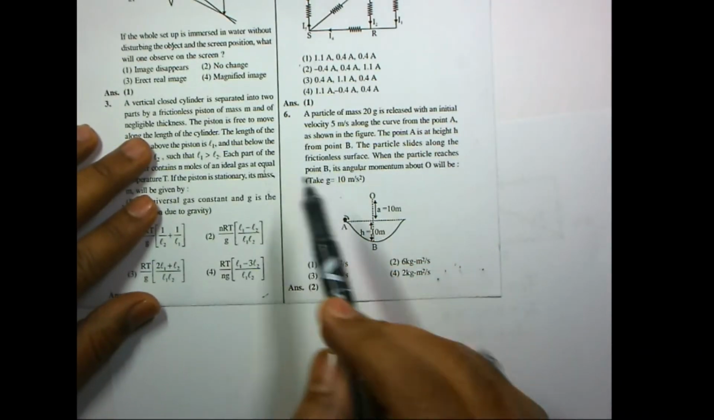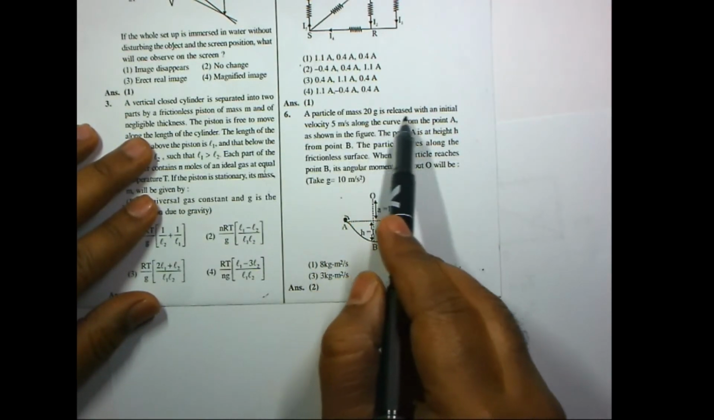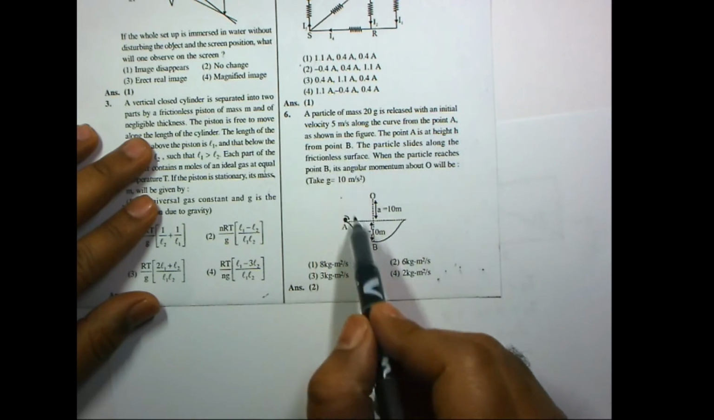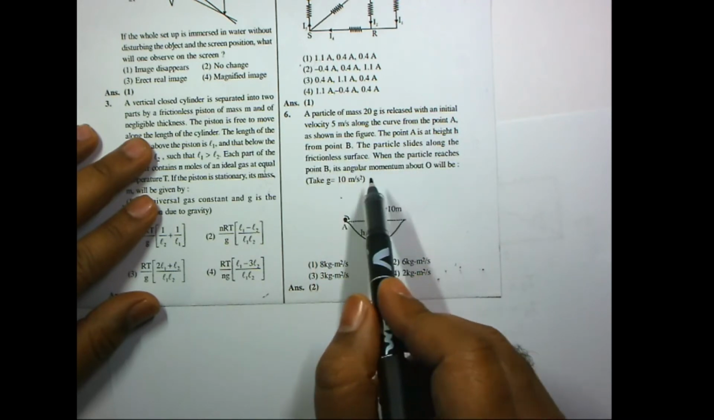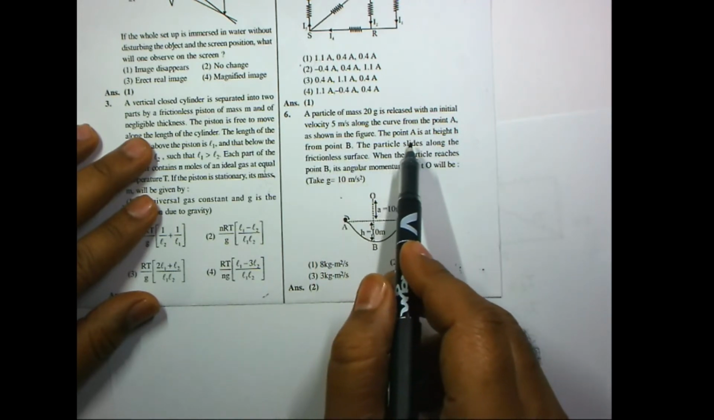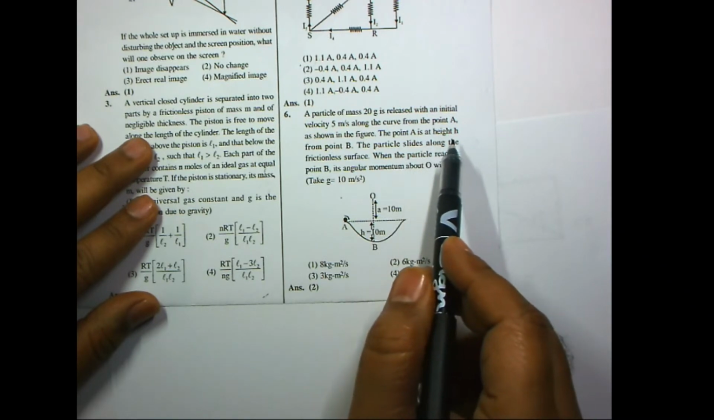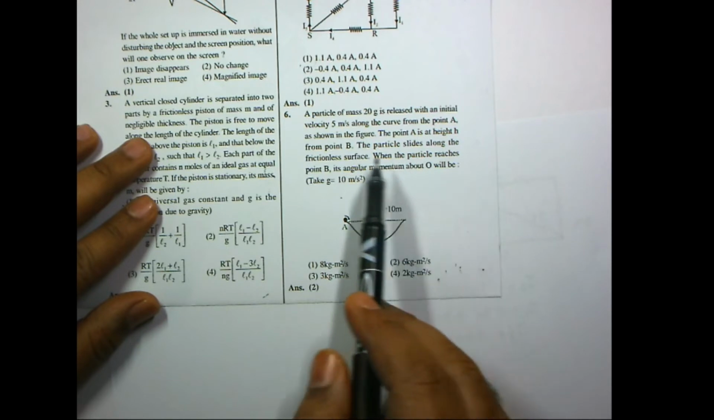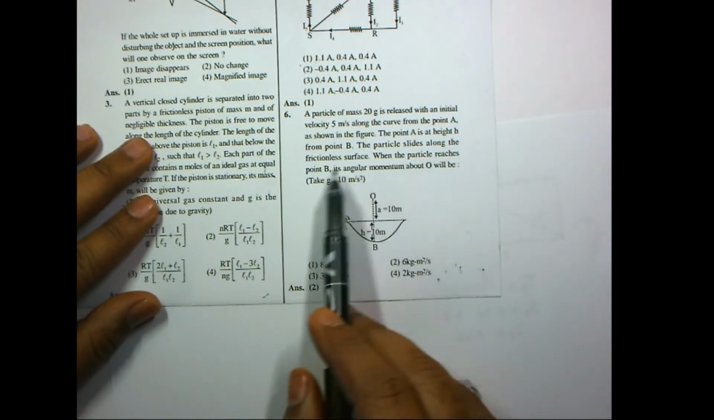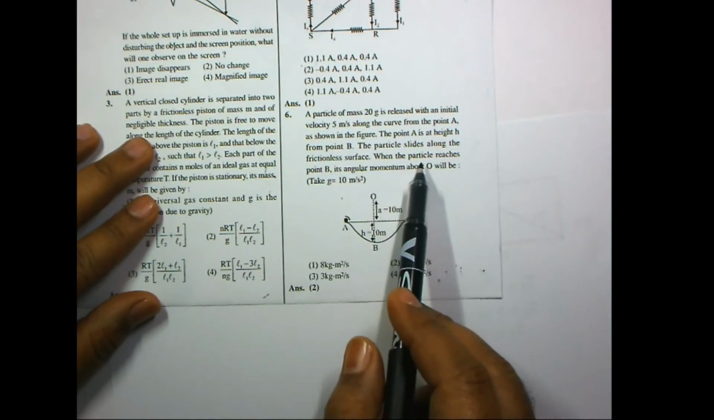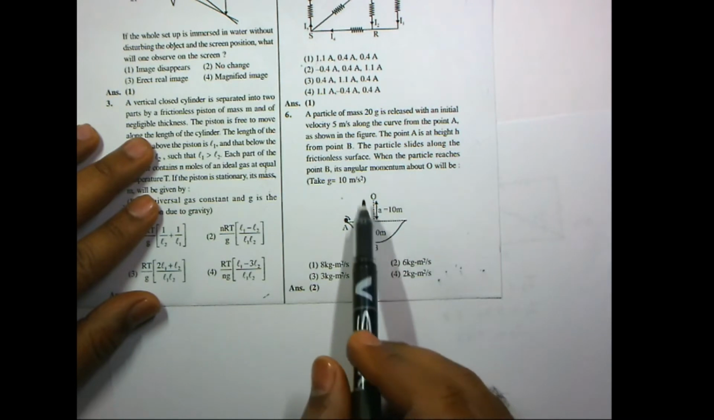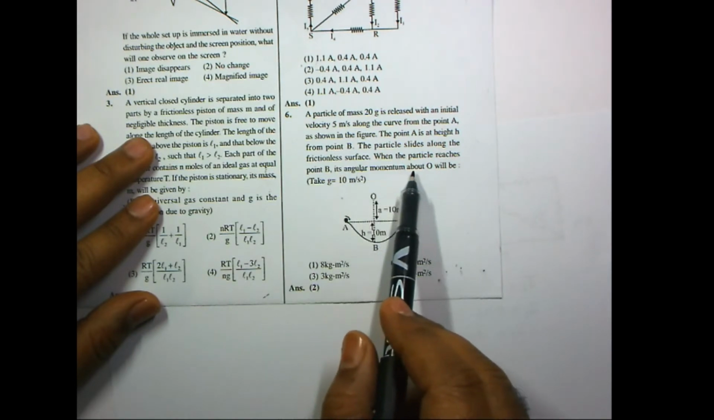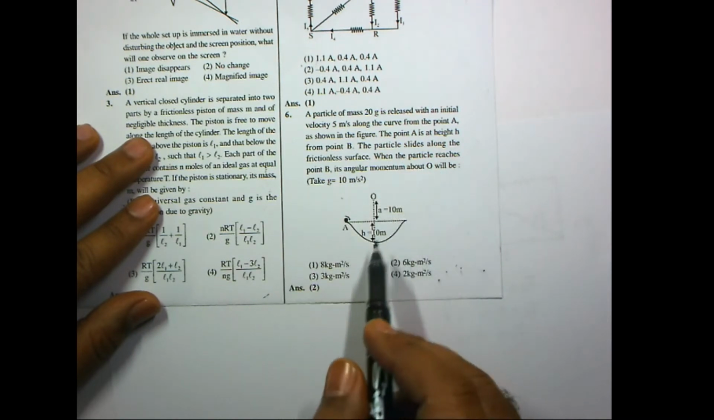Now question number 6. A particle of mass 20 gram is released with an initial velocity 5 meter per second along the curve from the point A as in the figure. The point A is at a height h. So this is height h. From point B, the particle slides along the frictionless surface. When the particle reaches the point B, its angular momentum about O will be.